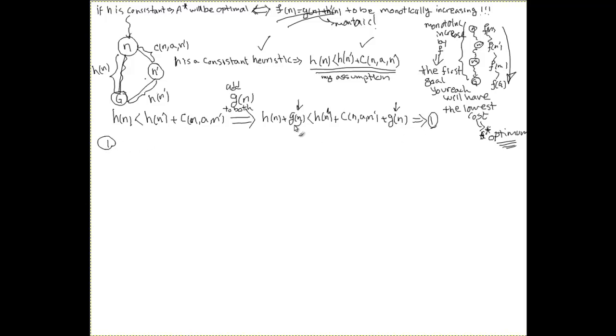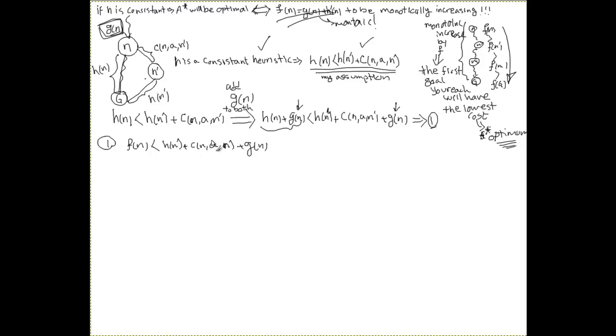Okay, so from here, let's see what we have. This guy is g of n, how much it costs to go from start to node n. So that's g of n. So I've got f of n being less than h of n prime plus c of n, action a, to node n prime, plus g of n.